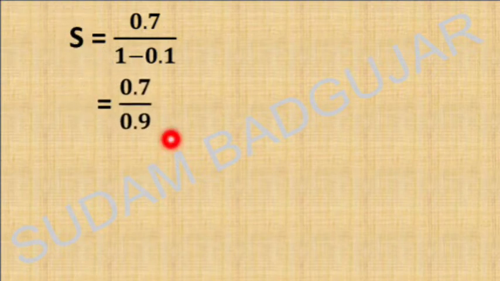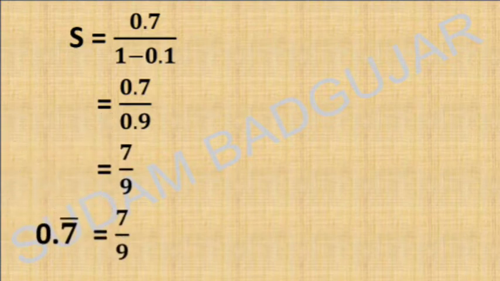Okay, as told at the start: 0.7 upon 1 minus 0.1, and that is nothing but 0.7 upon 0.9, and that is nothing but 7 upon 9. That is, 0.7 bar is equal to 7 upon 9. Suppose 0.8 bar, that is 8 upon 9. 0.6 bar, that is 6 upon 9, means 2 by 3. Okay, this type is very simple.